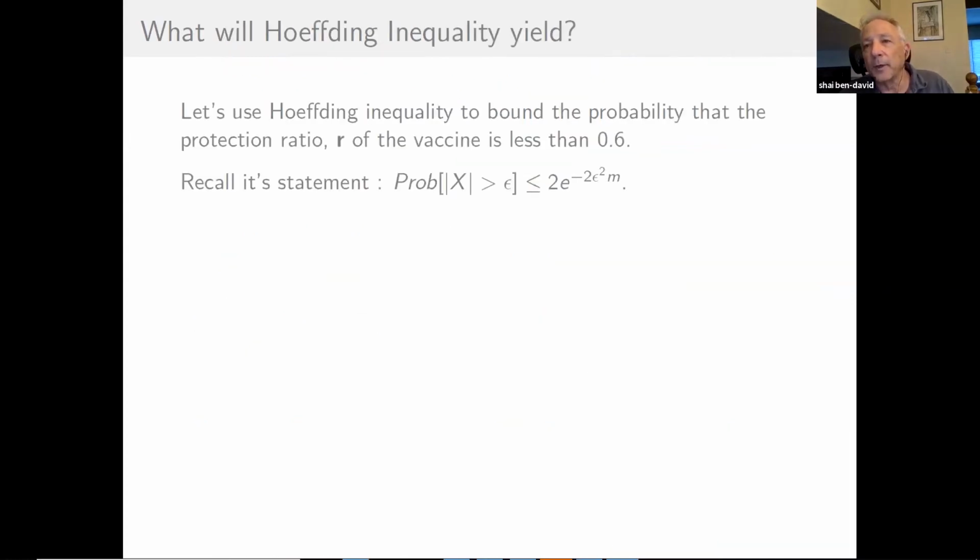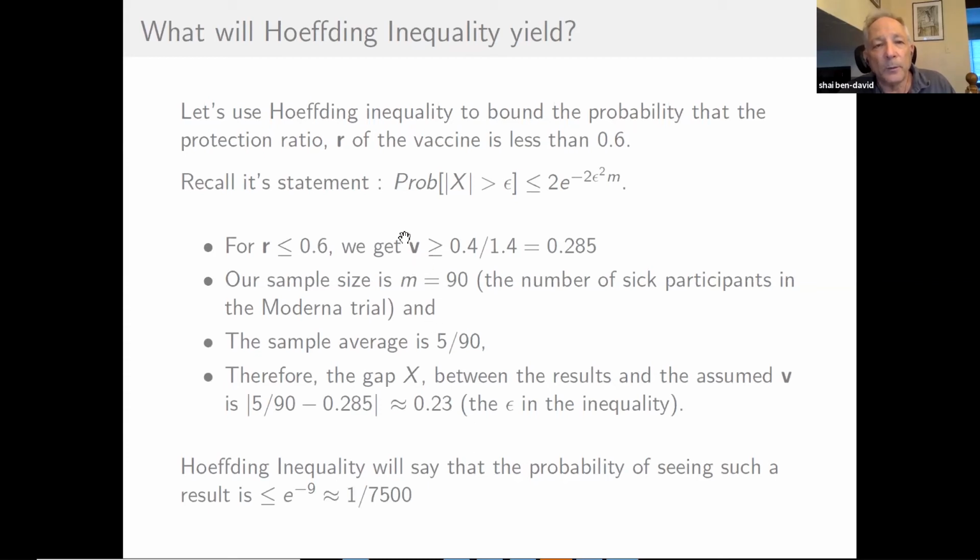Okay, so let us try to estimate this. If we try to use, again, the Hoeffding bound, so this is kind of the educational part: what tools do we have in order to estimate the reliability of our experimental results? So if we try to do the Hoeffding again, and we substitute the numbers, assume the protective ratio is less than 0.6. That is, the vaccine is not really effective. And the question is how likely it is that we will see such imbalance between the vaccinated and non-vaccinated among the sick people just by chance, just by random.